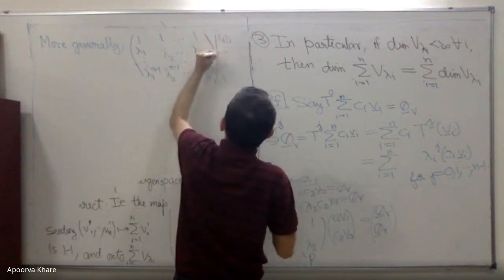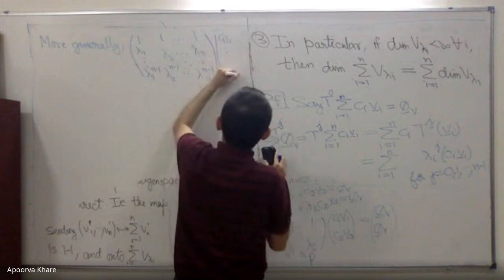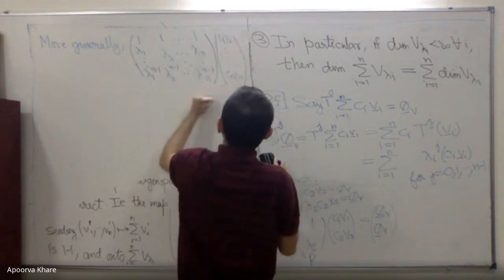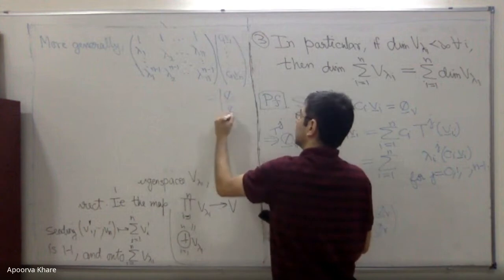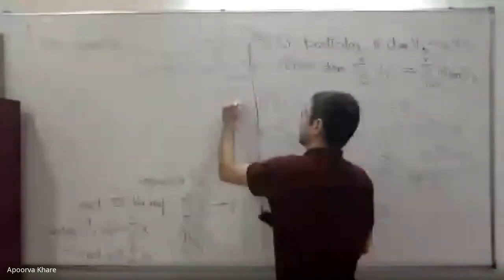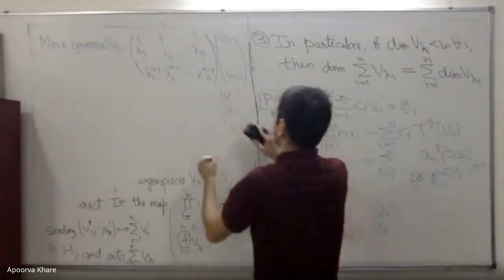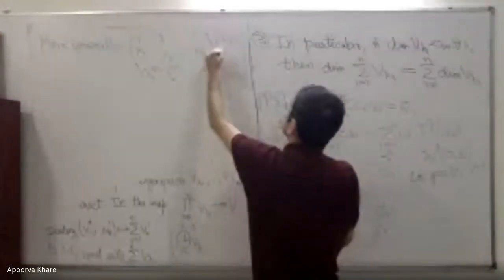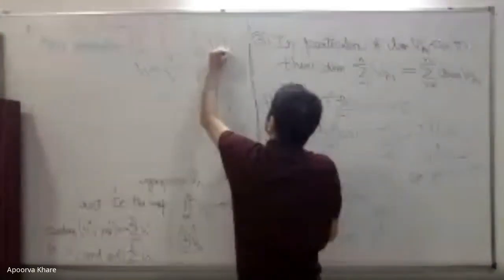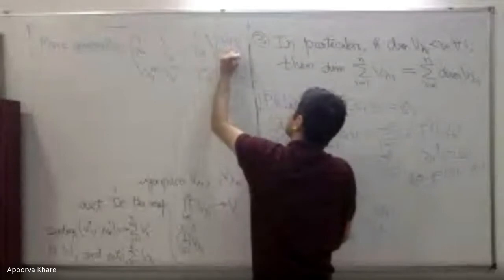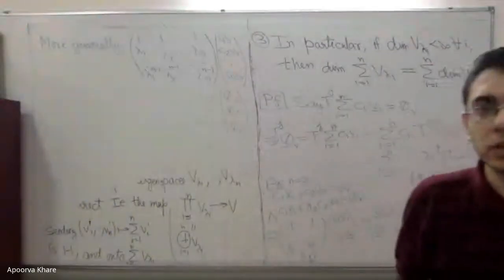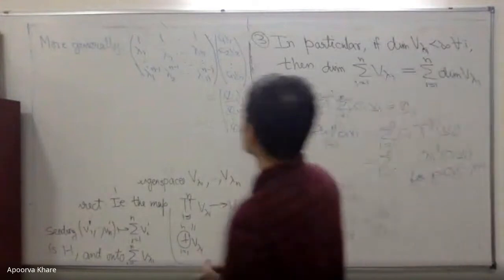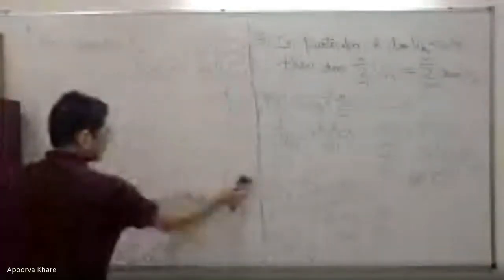C1 V1 ... Cn Vn equals 0, 0, 0. So this should be C2 V2 as well. More generally, that is what happens: we have this whole matrix times C1 V1, C2 V2, and so on, equals 0.